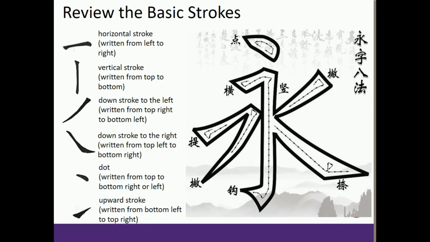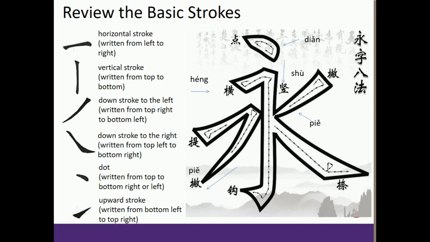So we have some basic fundamental strokes. The first one is called 点, literally meaning dot. When you write 点, you go from top to the bottom left or to the bottom right. In the example here, this is to the bottom right. And then you have the horizontal one, which is called 横. You don't have to remember this. 横 is written from left to right. And then the vertical one is called 竖, from top to bottom.